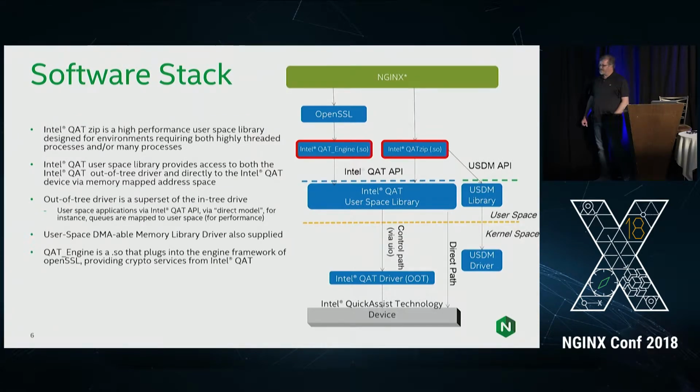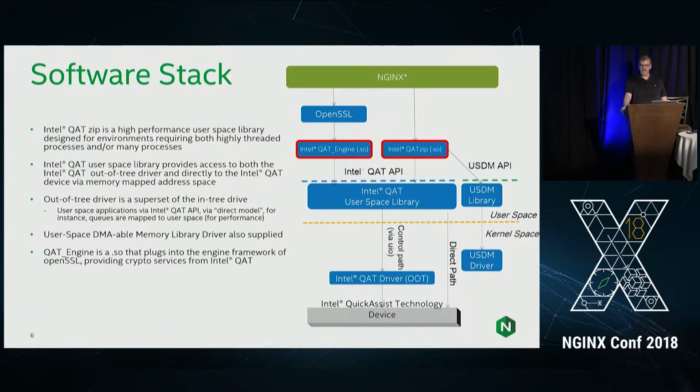This is what our software stack looks like. At the top, we have NGINX. We integrate through OpenSSL. And underneath OpenSSL, we integrate with an engine that's specifically designed for Quick Assist, but it integrates cleanly into OpenSSL. And that uses the Quick Assist user space API.